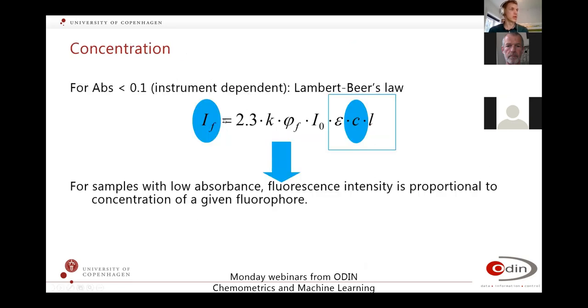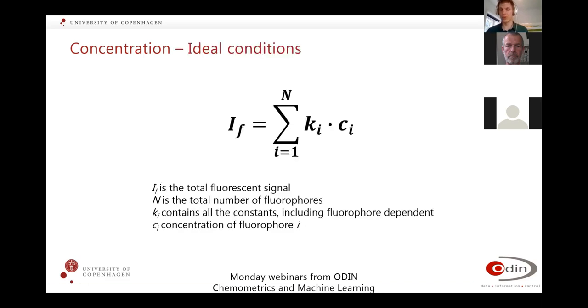Now, this is a Lambert-Beer's law for fluorescence. Yeah, it's a bit long and tedious, so I made a short version of the same equation. So we have here your fluorescence signal, that's the IF here. Well, that's a sum of all your fluorophores, so that's the I's here. These are the different fluorophores. These are all constants depending on the fluorophore, and this is the concentration of the fluorophore. So in an ideal system, it will follow this rather simple equation.